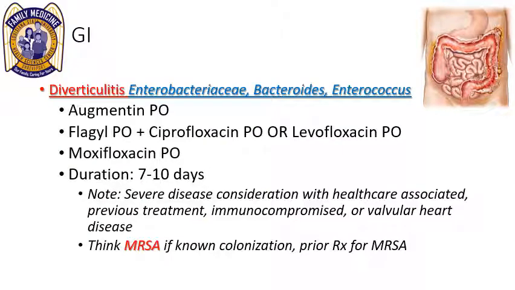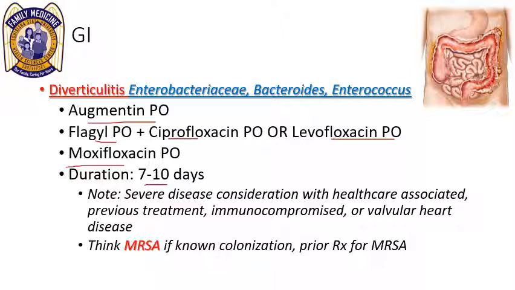Diverticulitis is mainly from our anaerobic bacteria that survive in the gut, and as we can see here, these diverticulae are outpouching from the lumen of the large intestine. You can use Augmentin PO, Flagyl Cipro, or Flagyl Levo, or you can use moxifloxacin. This is for mild issues, it's 7 to 10 days.